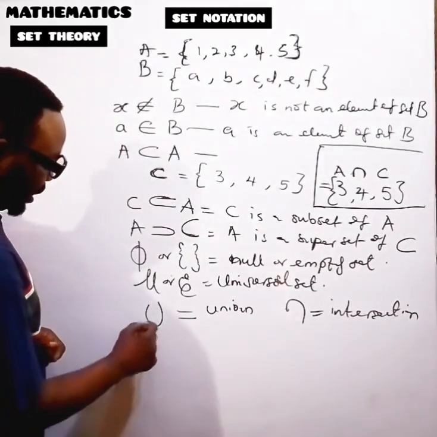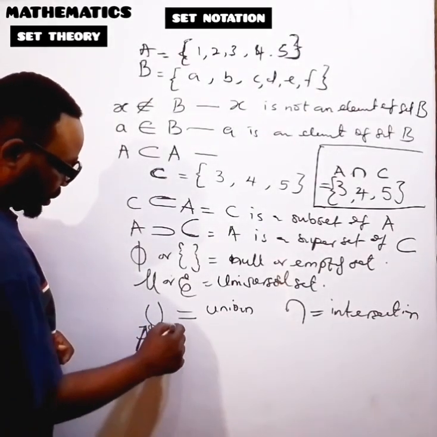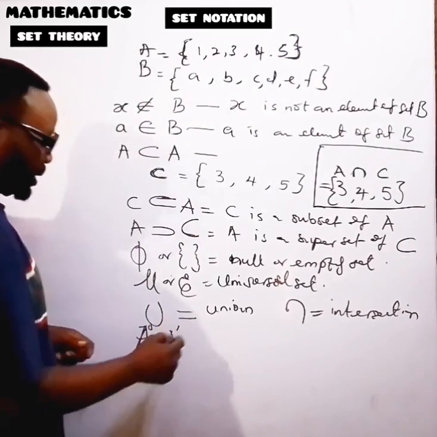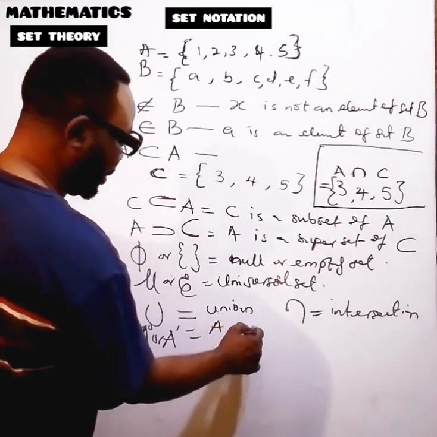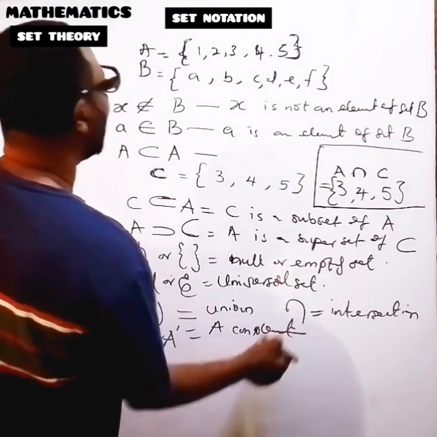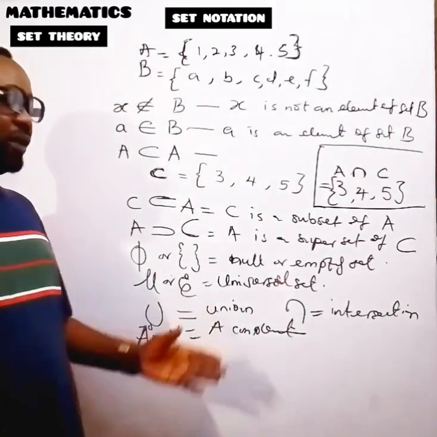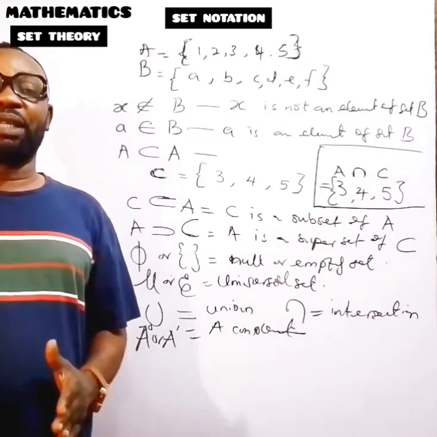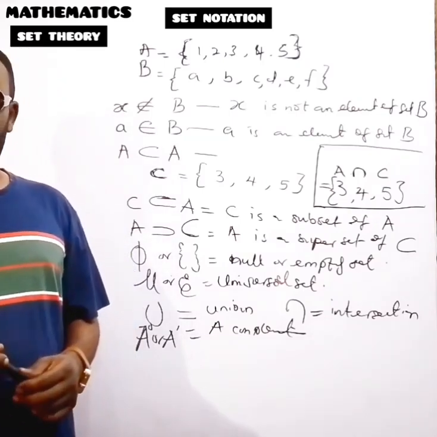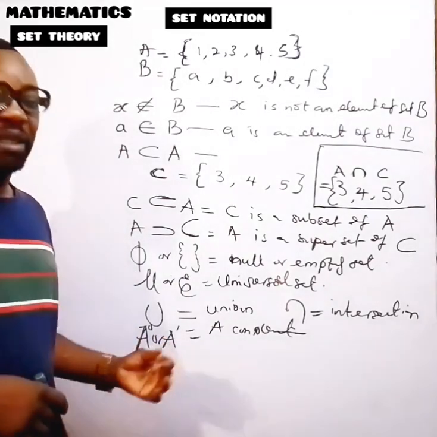It can be A like this, or A complement. This means A complement. Now, A complement, if I have the universal set here, you will be able to identify what is meant by A complement. A complement are those values that are inside the universal set but are not in A itself.